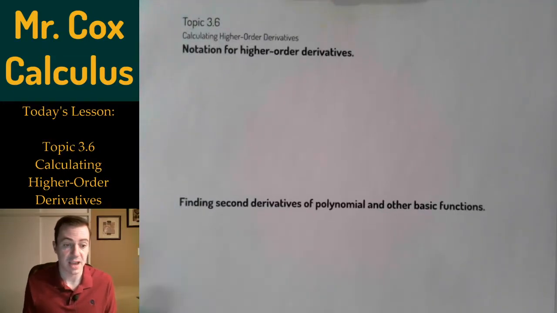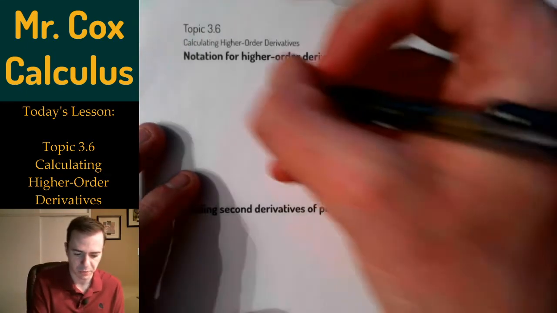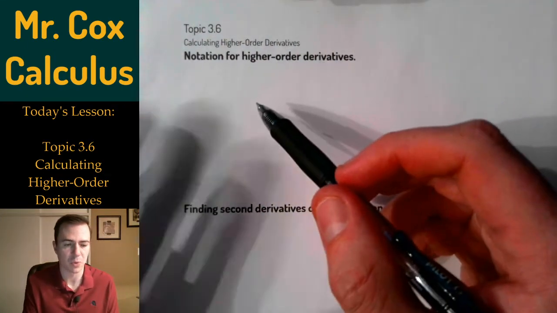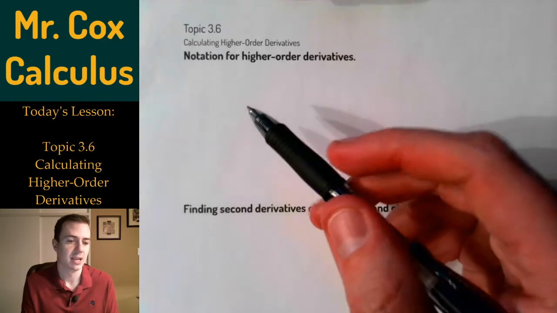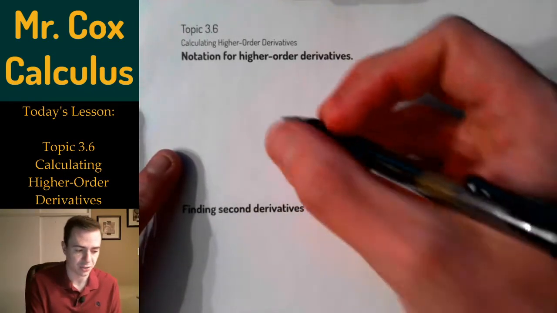We've alluded to the idea now for several topics that we might be able to take the derivative of the derivative, which we would call a second derivative. And in fact, as we start doing that, we just refer to them as higher order derivatives, third derivatives, fourth derivatives, and so on and so on. So the first thing we want to do before we start getting into some of that process is let's talk about what the notation is going to look like.